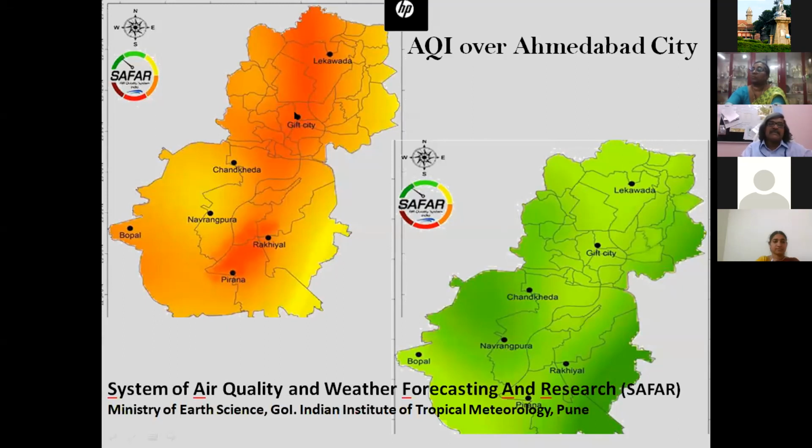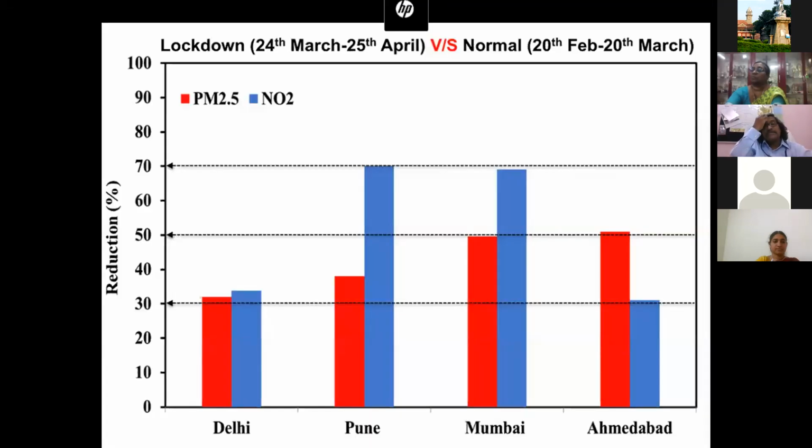This is the Ahmedabad city map actually. It is prepared using various parameters. What are those parameters? Let us see. This is during the lockdown period, 24th March to 25th April. Before, I mean to say, it is normal. They have analyzed the percentage reduction of particulate matter PM2.5 and NO2. In Delhi, almost 32% of NO2 and approximately 31% of PM2.5 has come down.